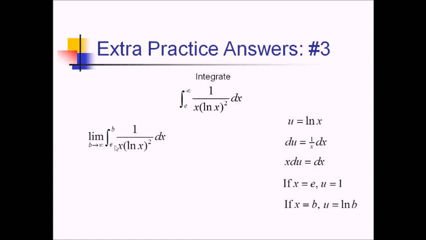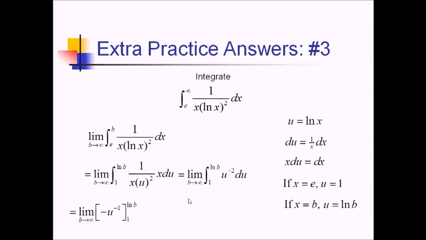Substituting back into this expression now, we have the limit as b approaches infinity, integral from 1 to ln of b, because we swapped those out. In here I've got 1 over x times u squared, and the dx gets changed out for an x du. Oops, there we go. Du, not dx. Du, because we want to change this over to u values. So x's are going to cancel nicely. I'm going to write this as u to the negative 2 times du. And now I'm going to take my antiderivative, bumping that up to a negative 1 and dividing by negative 1. We've got negative u to the negative 1 evaluated from 1 to the ln of b.